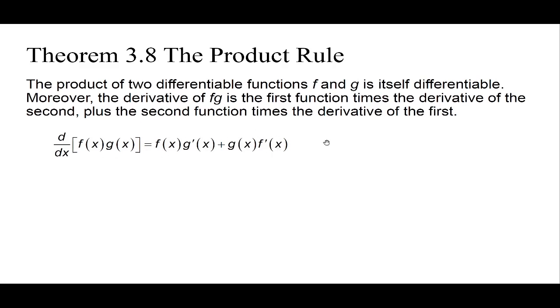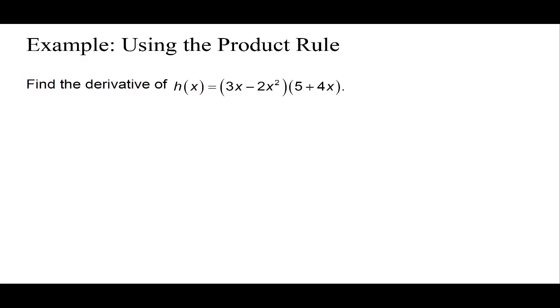So, let's say you have these two functions. For example, this is your function f of x, and this is your function g of x. Now, for finding the derivative of this product, you need to find the derivative of the first function, using the power rule. The derivative of 3x is 3, minus the derivative of 2x squared, which is 2 times 2x, because the derivative of x squared is 2x. So this is 3 minus 4x. The derivative of the second function: the derivative of 5 is 0. The derivative of 4x is 4.